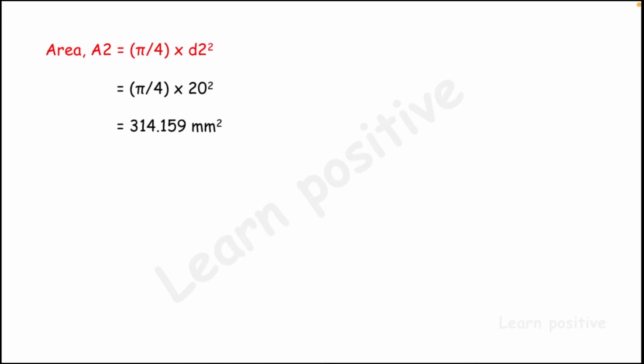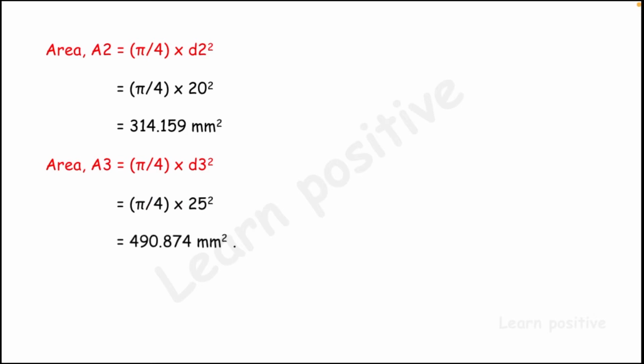314.159 mm square. And the area 3 A3 equal to pi by 4 into D3 square, the value of D3 is 25, so pi by 4 into 25 square, the value is 490.874 millimeter square. We find the area. Now we are going to find the change in length. So the formula is change in length equal to PL1 by A1E plus PL2 by A2E plus PL3 by A3E.